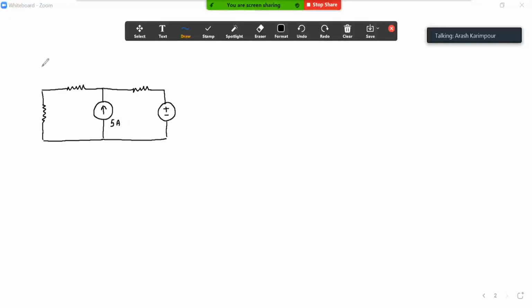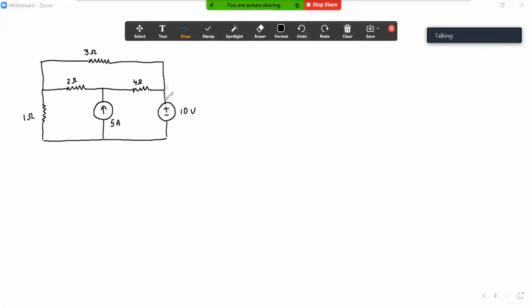And then on the top I have another resistance, like that, and then it's going to be 1 ohm here, 2 ohm, it's going to be 4 ohm, and we have 3 ohm here, and it's going to be 10 volt here.